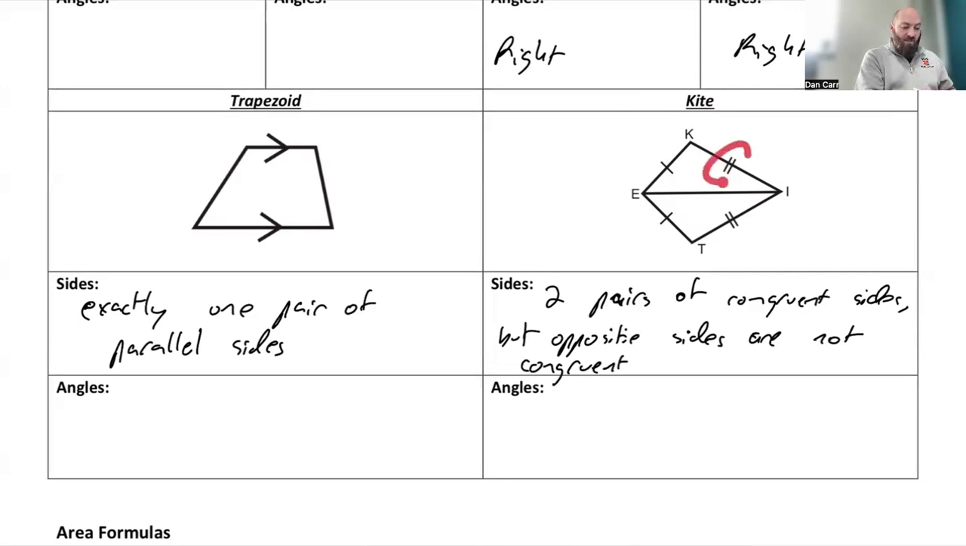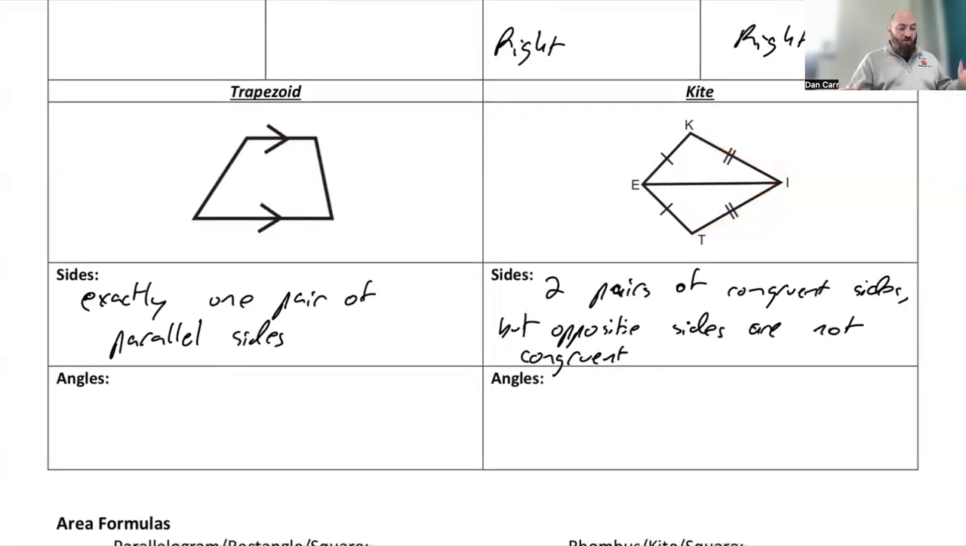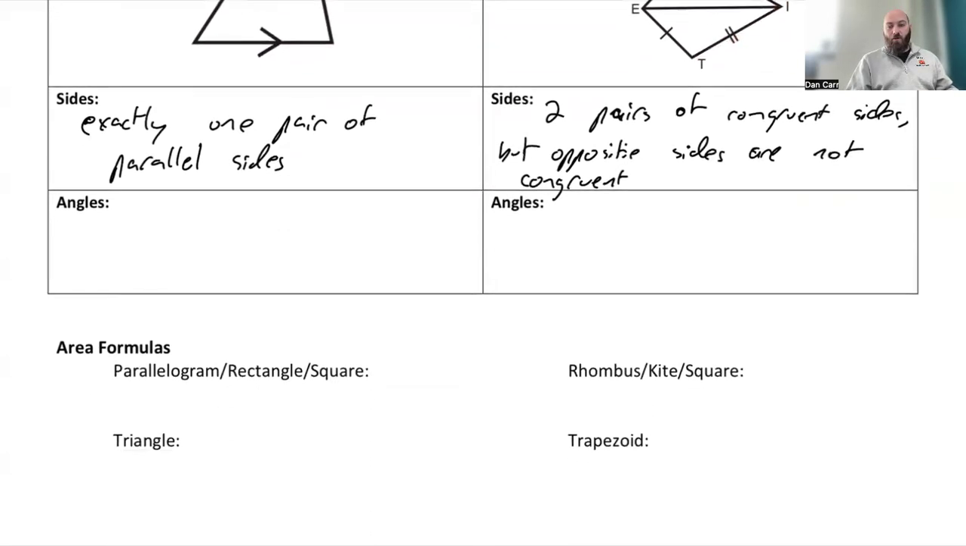So when I look at opposite sides, like right here, these are not going to be congruent to each other, just like these are not congruent to each other here. But I do have two pairs of consecutive sides in a way. So this one is congruent to that one, and then this one's congruent to that one. So just make sure to specify that. In terms of angles, there's not really much to say about that one. I'm not going to worry about that one as much.